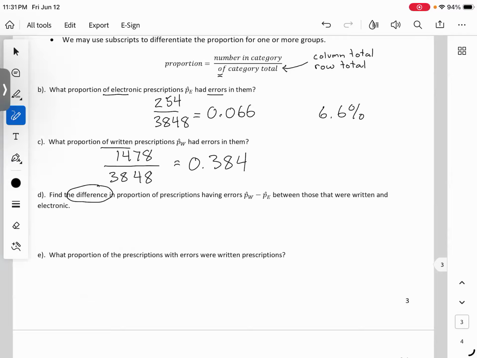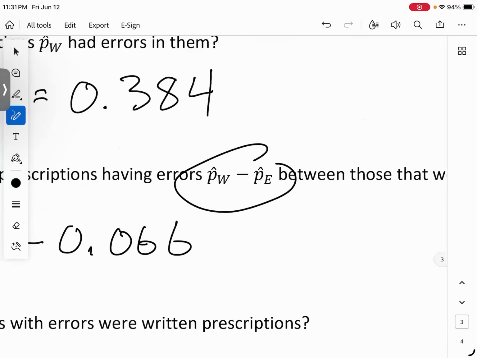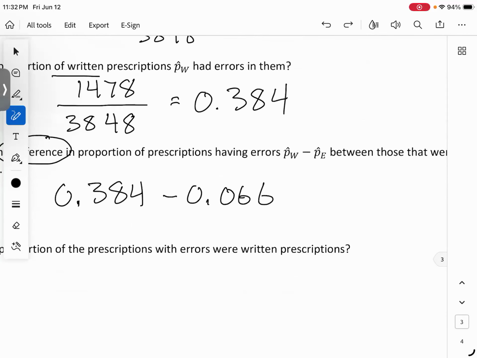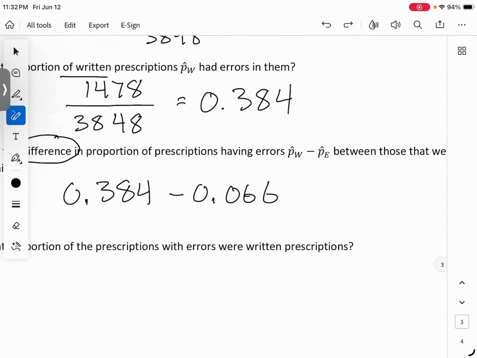And so you'll take the 0.384 and then you'll subtract, and they'll give you guidance like they're doing right here. They're saying take the written, the proportion of errors for the written minus the proportion for the electronic. Now, it's also taking the bigger number minus the smaller number, and when you do this, it's meant to show you how much more of a proportion had errors whenever they were written. So about 31.8% higher in terms of errors whenever they were written.